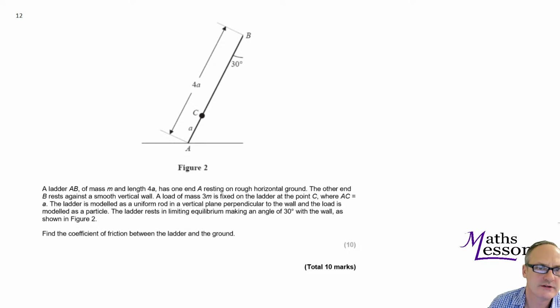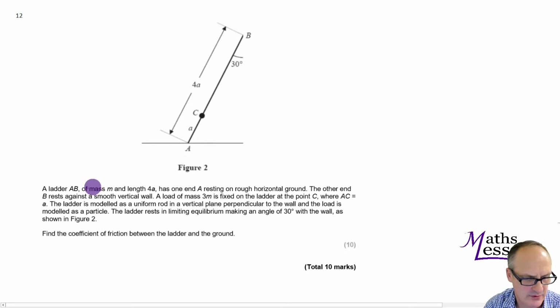Right, here we go. So let's get into this question here. Oh, we have actually got another question, but we'll stop after this one. So we've got our ladder AB, mass M and length 4a, and has one end A resting on rough horizontal ground. So we have friction acting that way probably, before I even read the rest of the question, and probably a normal reaction going that way. We've got mass M. But the other end B rests against a smooth vertical wall. So all we've got is a normal reaction here, which I'll call R1. We don't have any friction acting at that point because it's smooth.